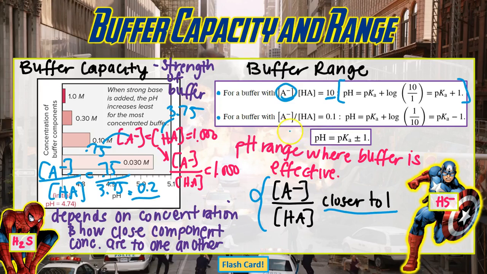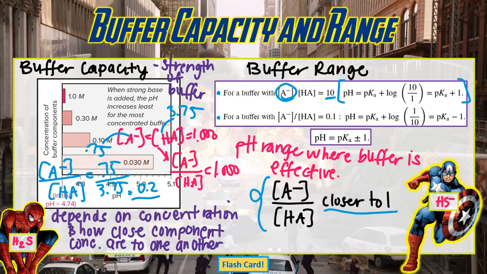So then the question becomes, what is an effective buffer range? An effective buffer range is going to be plus or minus 1 pH unit of the pKa of the acid component. So we want to say pH is equal to pKa plus or minus 1. Nothing above it, nothing less. Okay, folks? That is how we're going to be able to get an effective buffer range.